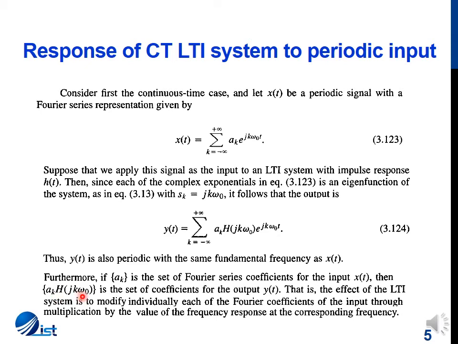So what is the effect of an LTI system on the input? The effect of an LTI system is to modify individually each of the Fourier coefficients of the input through multiplication by the value of the frequency response at the corresponding frequency. So H of j omega will be evaluated at each frequency, and this frequency response will be multiplied by the coefficient a_k. This is going to be illustrated through an example in the upcoming slides.